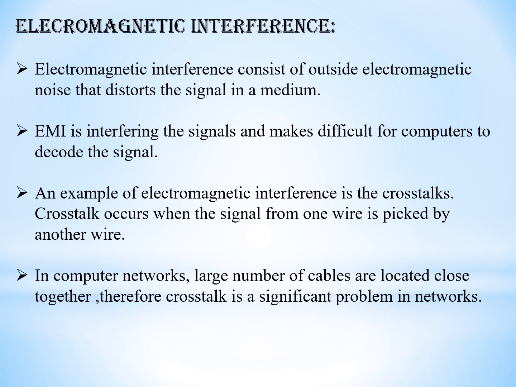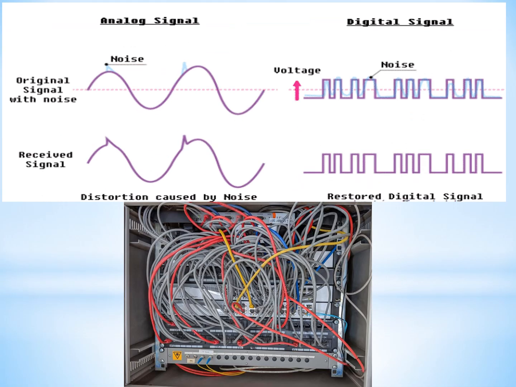When one person is working on the wire, if there is a problem in the wire, if the other wire is having a minor problem, what will happen? The electromagnetic signals coming from the first wire will interfere with the other and distortion takes place. So here the diagram shows analog signal and digital signal. You can see I have highlighted the noise here.